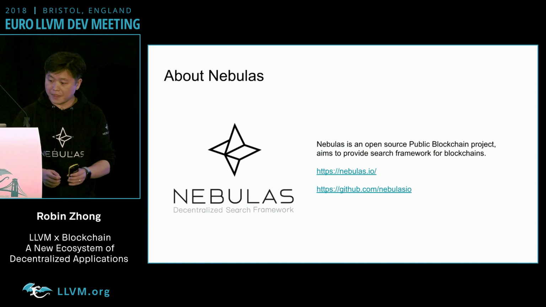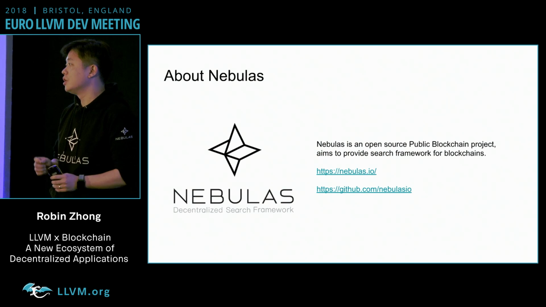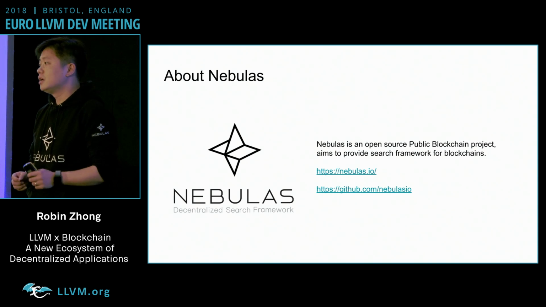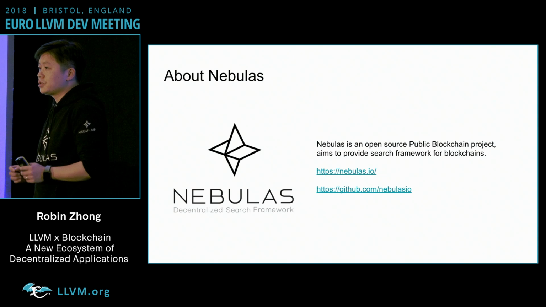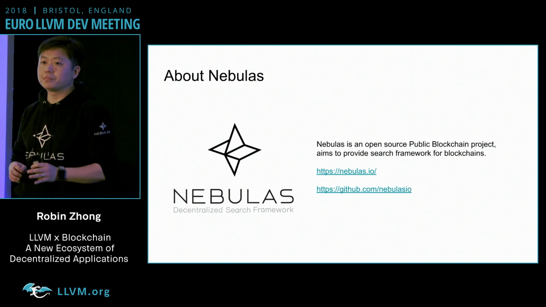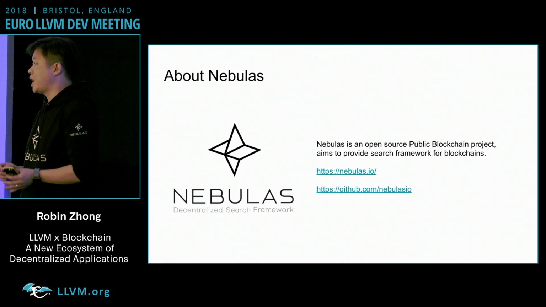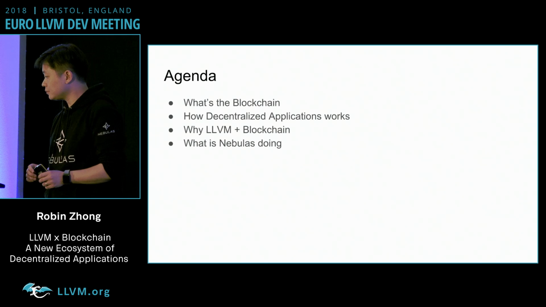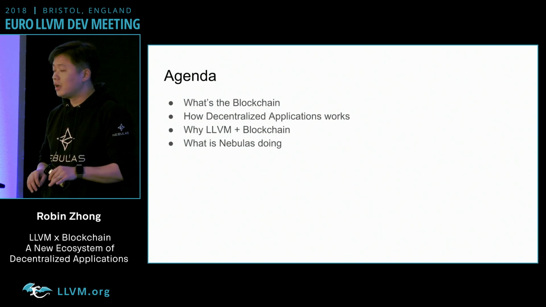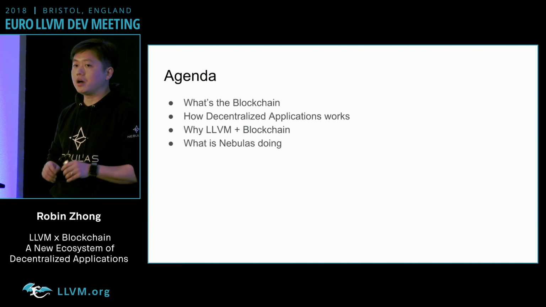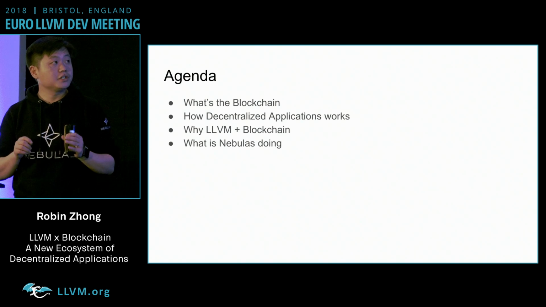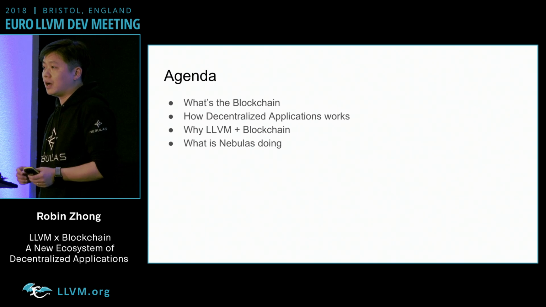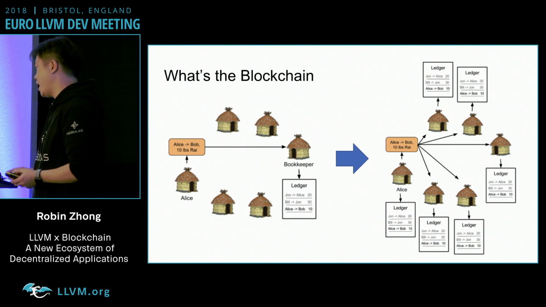About Nebulas, Nebulas is a public blockchain project, and it's open sourced. It aims to provide a search framework for blockchains. So that's our thinking about blockchain. Here, I will show our thinking about what blockchain is and how decentralized apps work, then why we need LLVM, and what we have done for blockchain and LLVM.